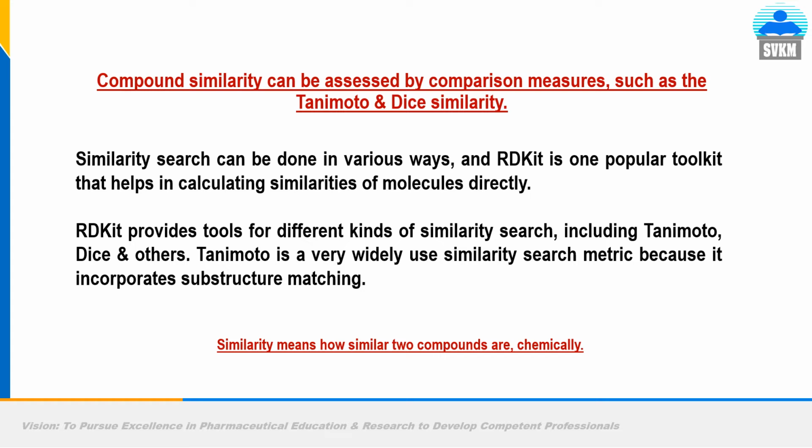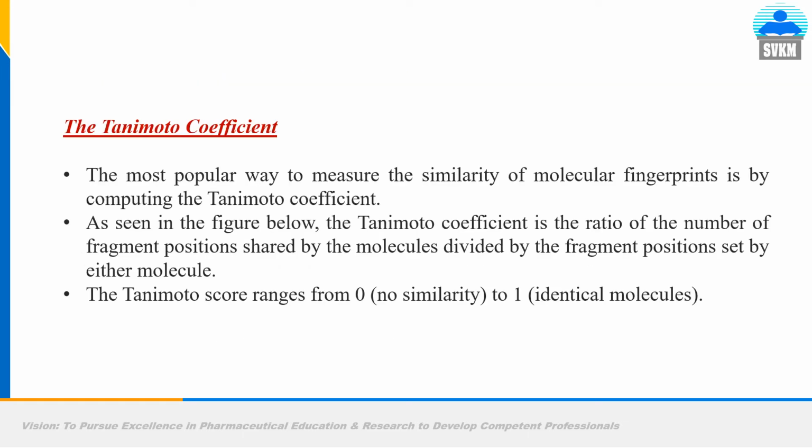Tanimoto is a very widely used similarity search metric because it incorporates substructure matching. In particular, two drug structures are there. So how identical they are, bond by bond or from a substructure or functional group point of view. The most popular way to measure the similarity of molecular fingerprints is by computing the Tanimoto coefficient. As seen in the figure below, the Tanimoto coefficient is the ratio of the number of fragment positions shared by the molecules divided by the fragment positions shared by either molecule.